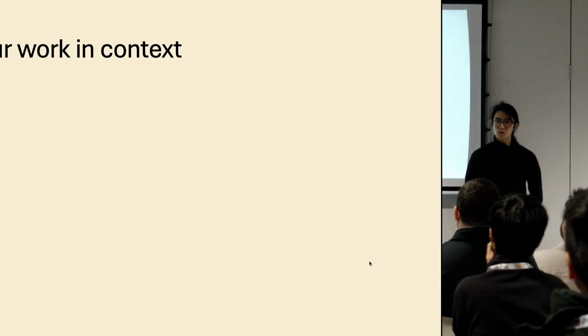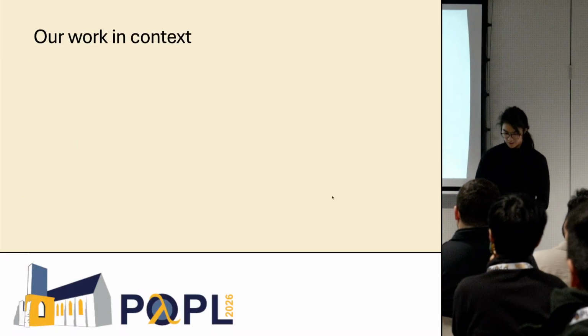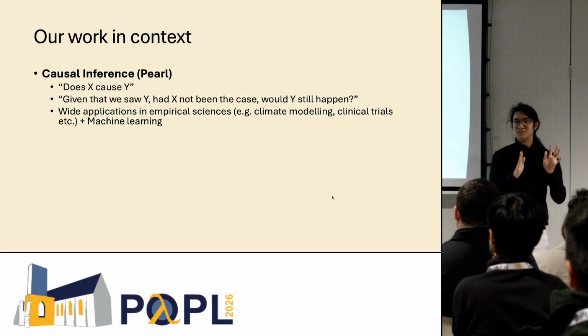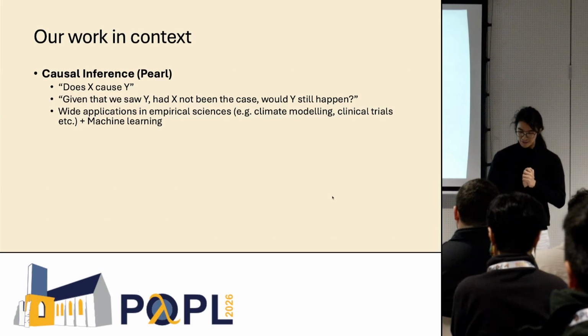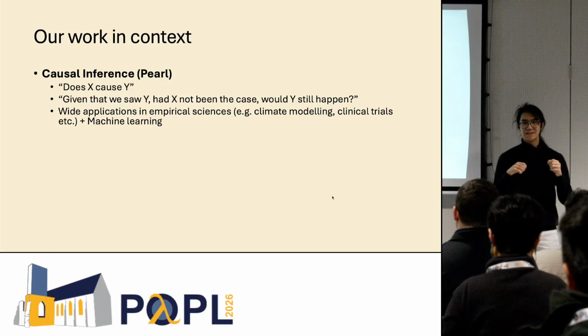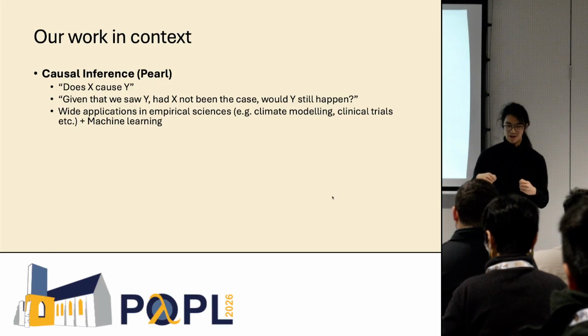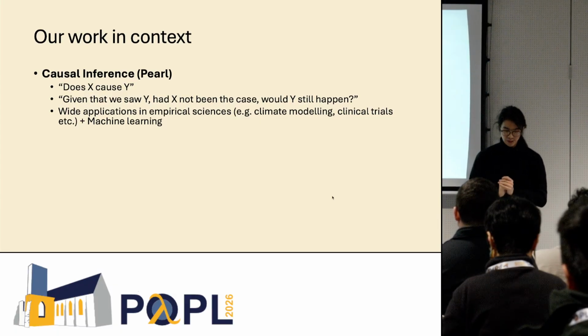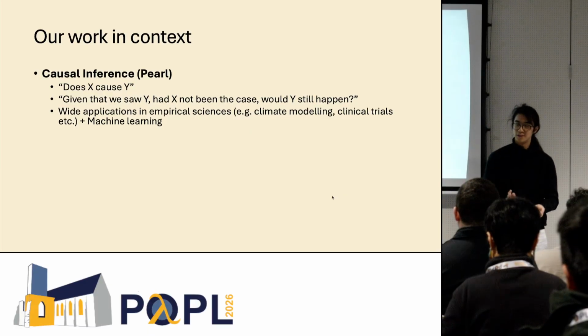So I want to start by putting our work in some context, right? Causal inference, or causal reasoning in general, as already mentioned previously, is this mathematical toolkit developed by Pearl to reason about causal relationships, like does X cause Y? Or given that we saw Y, had X not happened, would Y still have happened? So this toolkit has wide applications in empirical sciences and most recently machine learning and, well, in everything that really requires you to talk about causal relationships.